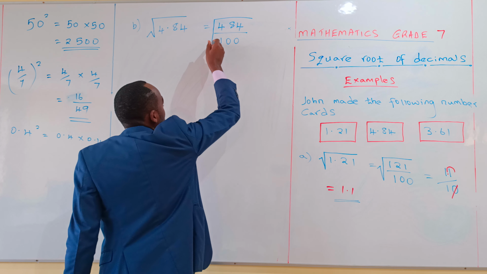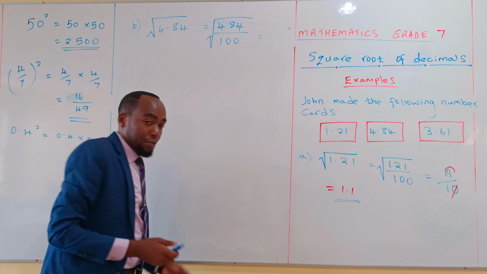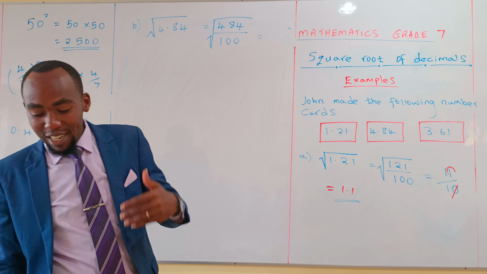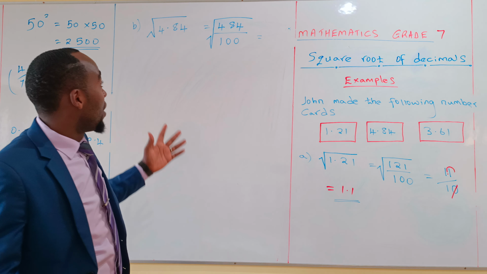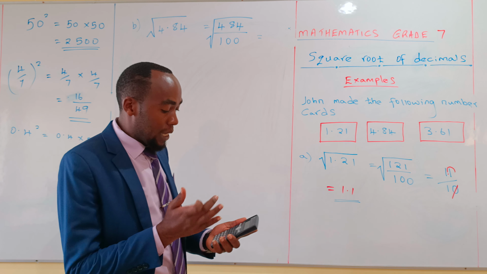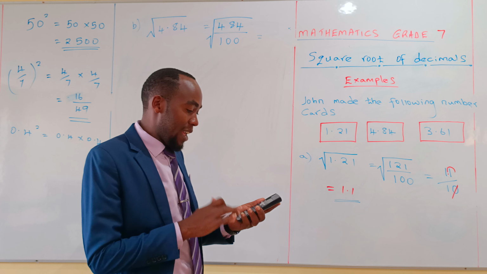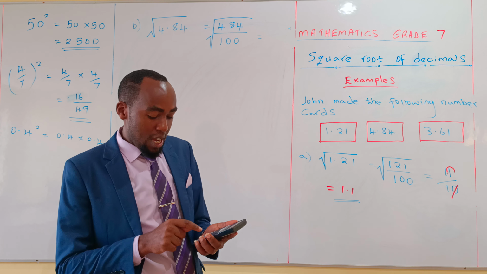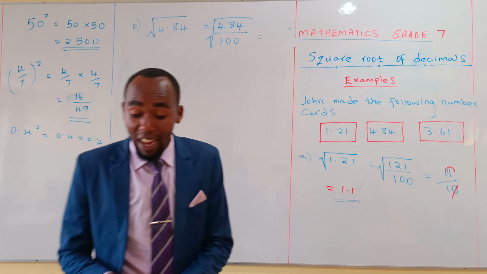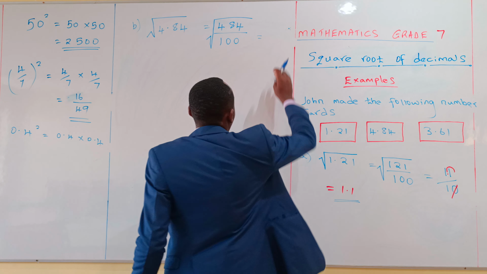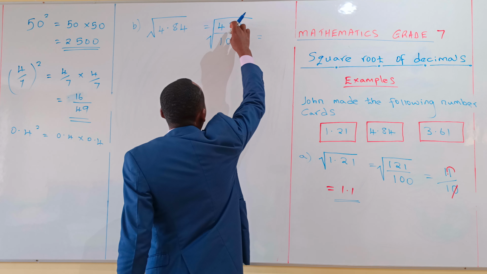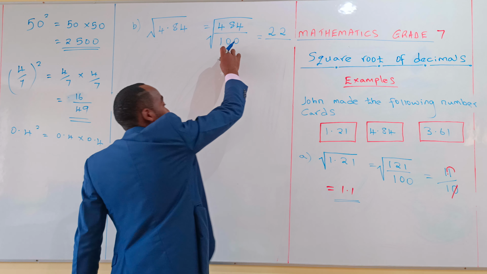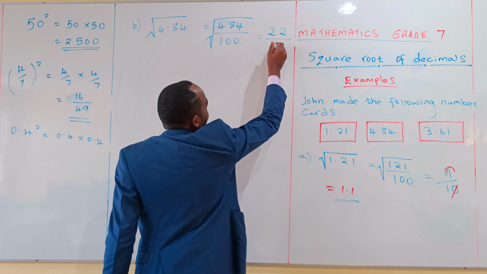What are we looking for? The square root. I've said, after you change the decimal into a fraction, you have to find the square root of the numerator and the denominator. Therefore, with your calculator, you can get the square root of 484. And I believe that will give you 22, because 22 times 22 is 484. This one is very simple. The square root of 100 is 10.